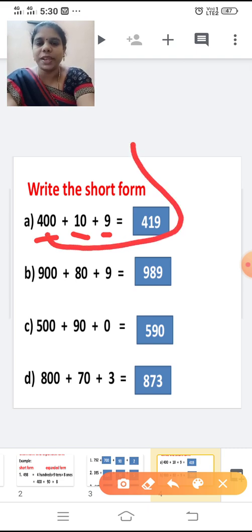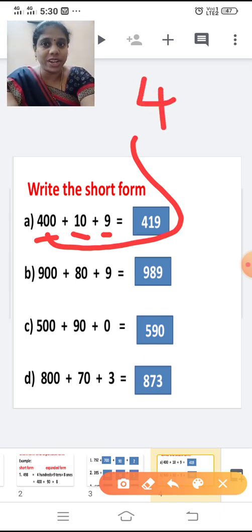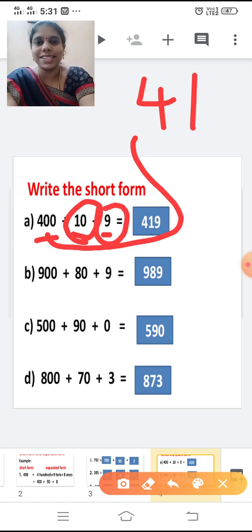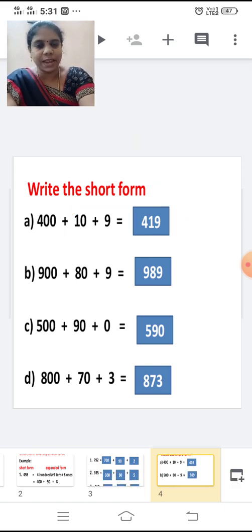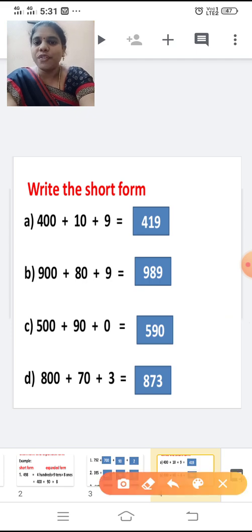4, it is in which place? Hundreds place, right? So write 4 in the hundreds place. We are going to write only the face value. And 1, it is in which place? Tens place. And 9 is in the ones place. So the answer is 4, 1, 9. Short form of this number is 419.